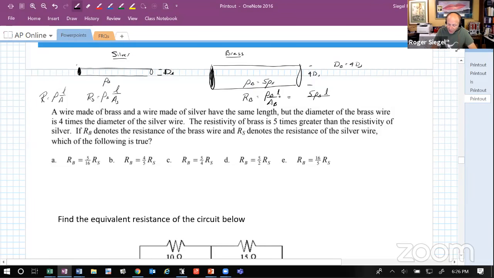And then look in the bottom here. We said that the diameter is 4 times. Well, what does that mean about the cross-sectional area? The relationship between the area and the diameter is square, right? You square half of the diameter to get the area. So if we're going to have 4 times the diameter, that means we're going to have 16 times the area of the silver. And so you can see that rho S L over A S is the same as here, rho S L over A S. So the resistance of the brass is 5/16 the resistance of the silver.